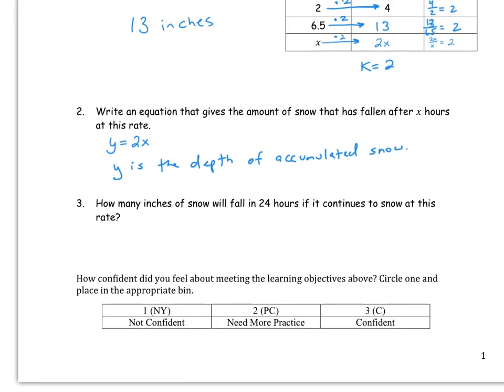The last question asks how many inches of snow will fall in 24 hours if it continues at this rate. So we're going to apply this constant of proportionality to the 24 hours and multiply by 2. So 2 times 24 is 48. So we would say 48 inches.